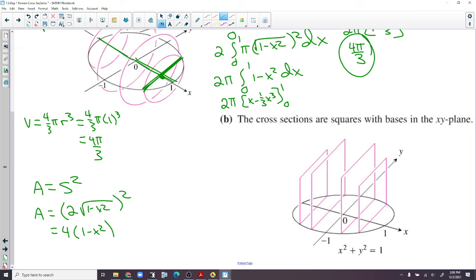Questions on that? No, go ahead. Where's the 2 come from? Oh, from here to the edge of the circle, the length is the square root of 1 minus x squared, but we got this other one over here. There's 2 of them, 2 lengths of those. You're welcome.